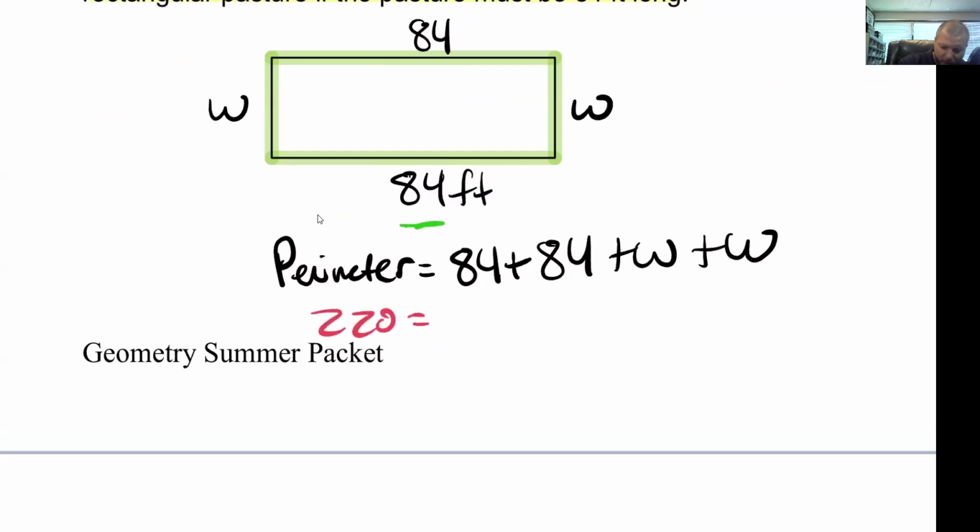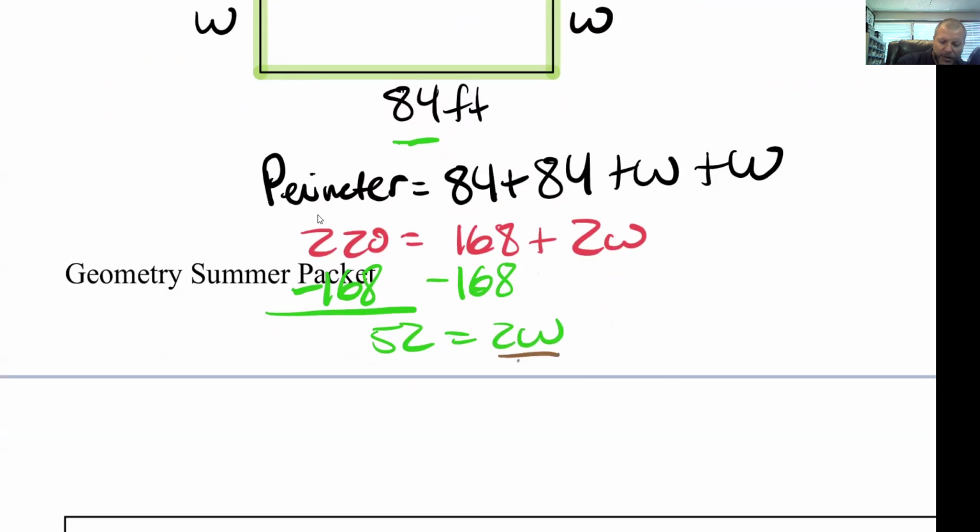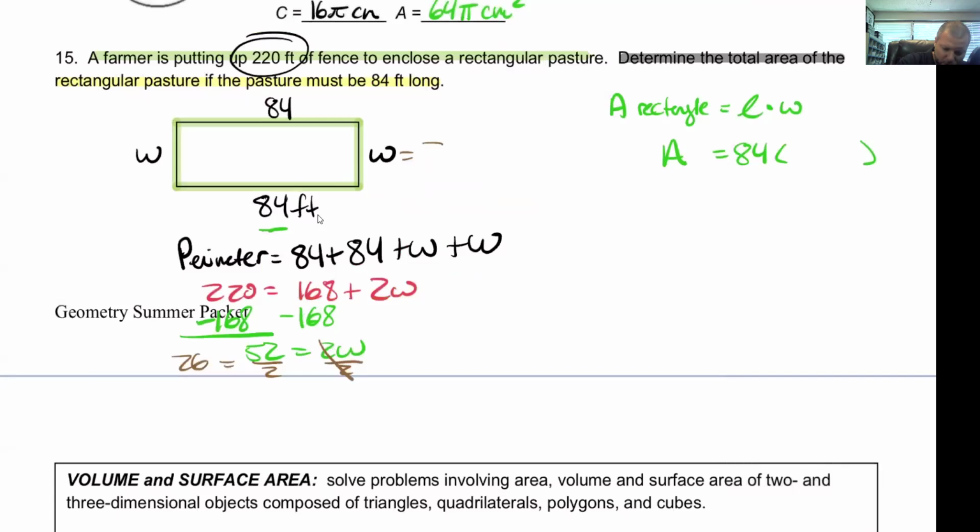And so 84 and 84 is 168. Width plus width. Be careful again, right? So I have one width and another width. I have two widths. We don't get like a width squared or anything. We have a relatively simple algebraic equation. Subtract 168. We're going to get 220 minus 168. This is going to be 52. 52 equals 2 times W. 2 times W, undo the 2 by division. 52 over 2 is 26. So we know that this width is 26 feet.